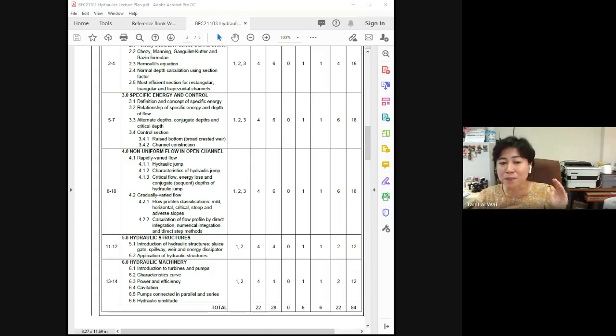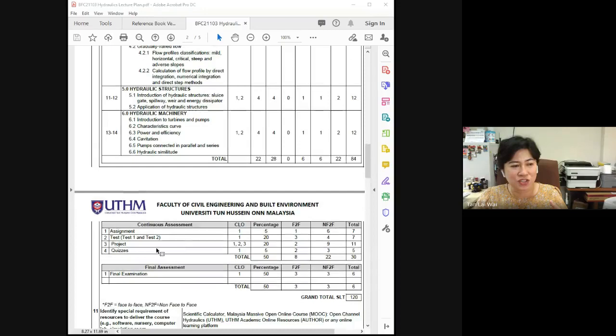And then it's actually spread out along 14 weeks. Okay, it doesn't matter if we are too slow in one chapter, we hope we can catch up. Alright, we just take some of the weeks from the other chapters. I think normally we can finish it.